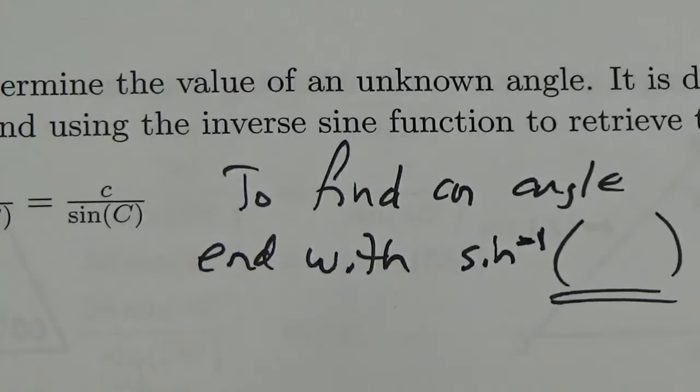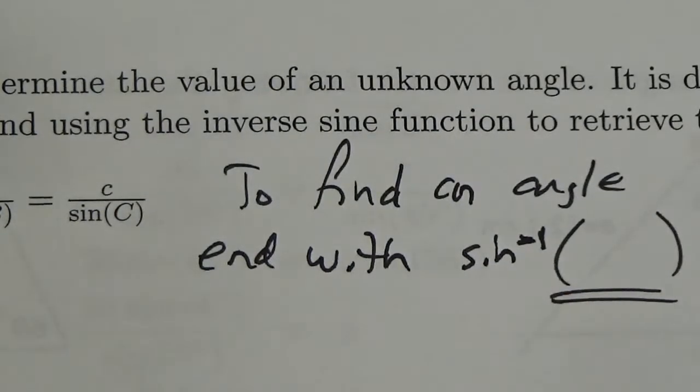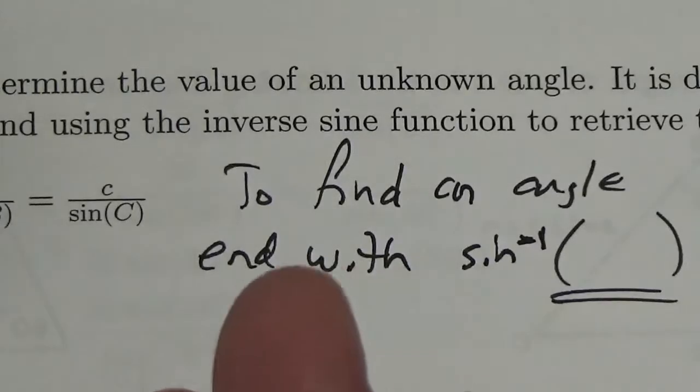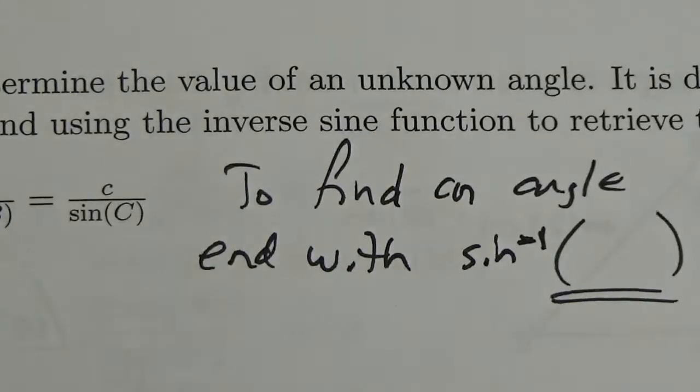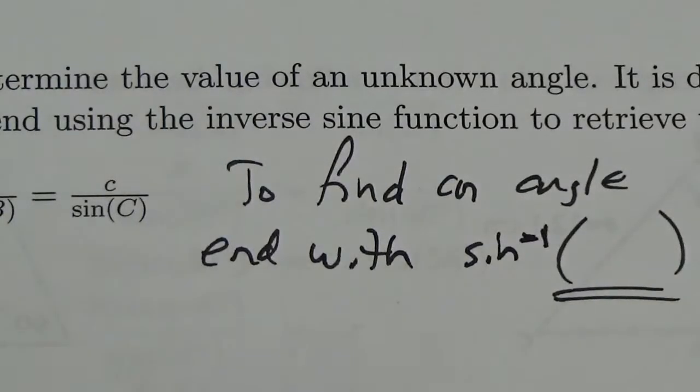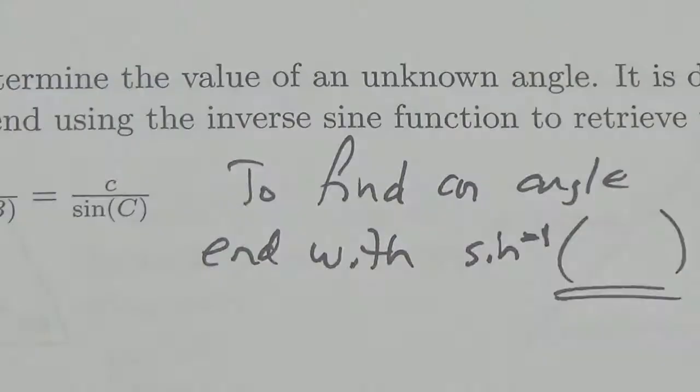It's just like anytime you use the Pythagorean theorem, the last thing you have to do is the square root. Here, if you're using the sine law to find an angle, the last thing you have to do is this inverse sine. Anyway, let's take a look at some examples. It'll make way more sense once you've seen it done a few times.